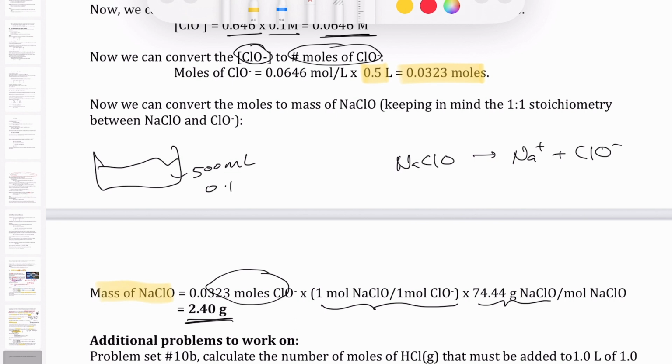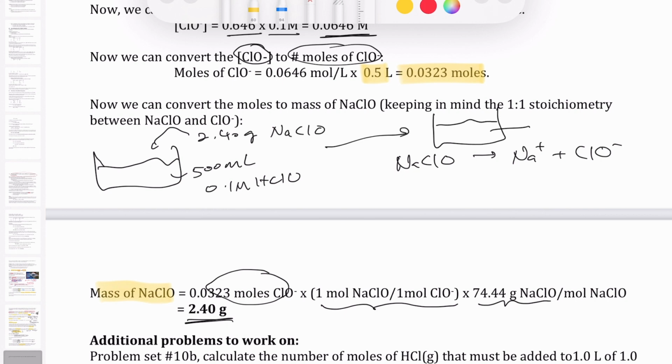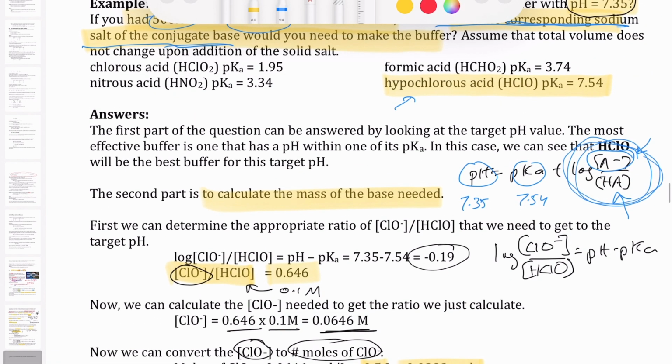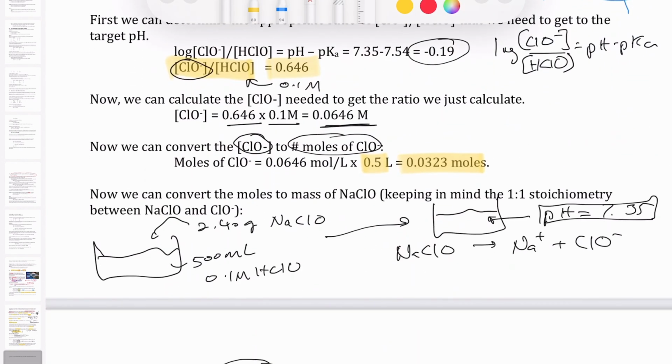So the idea is this, right? If I start with 500 milliliters of 0.1 molar HClO, and I add to this 2.4 grams of NaClO, after equilibrium, what I will have is a solution with a pH equal to 7.35, my target pH.